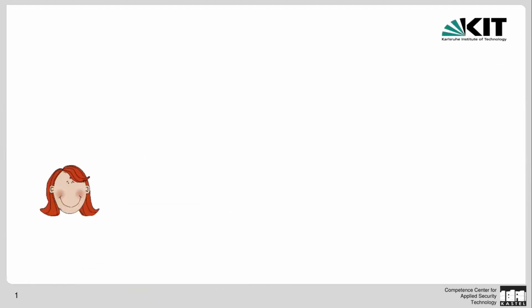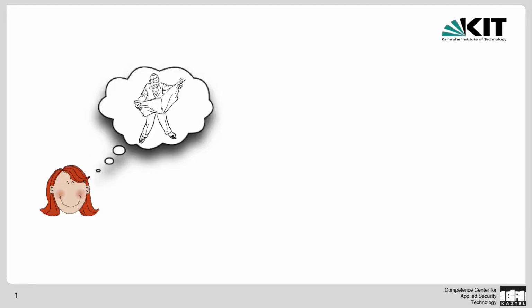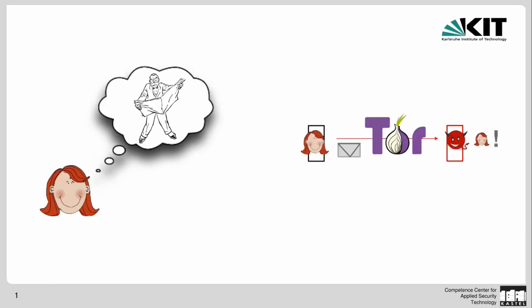So, let's start with an example. This is Alice. Alice has made some critical findings that she would like the public to know about. However, she cannot send these findings directly to a publication site, as this might be controlled by the government, and she fears that thereby her adversary would learn her identity. So, instead, she uses Tor to hide her identity from the receiver.